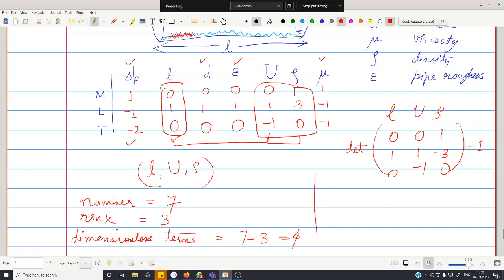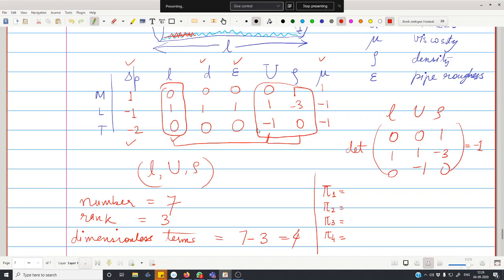Before even doing that, you are very good at eyeballing things. So tell me 2 pi terms already. By seeing this entire thing, you can tell me 2 dimensionless terms already. I am asking you to tell me 2 dimensionless terms out of delta P, D, epsilon and mu. Name 2 dimensionless terms directly.